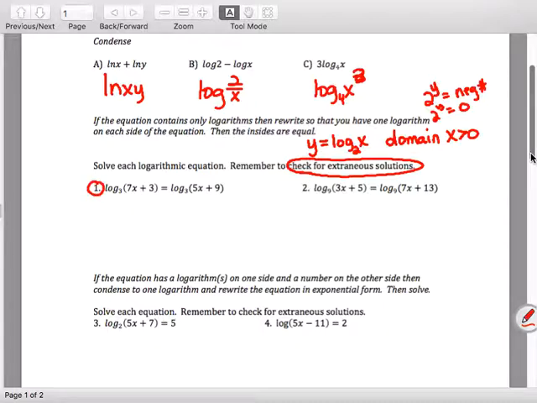But in number 1, I have 1 log equals 1 log, so all you do is set the inside equal. So I'm going to make it 7x plus 3 equals 5x plus 9. I'm going to give you a head start, and I want you to solve that.